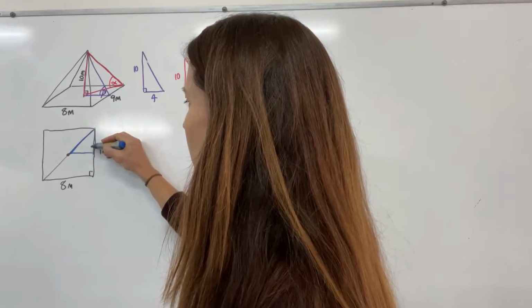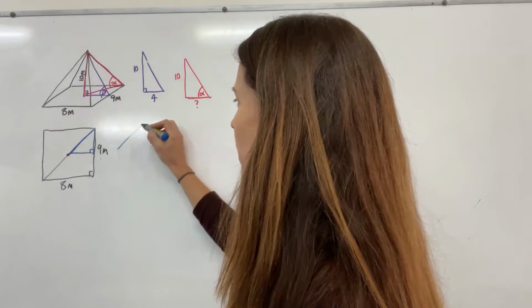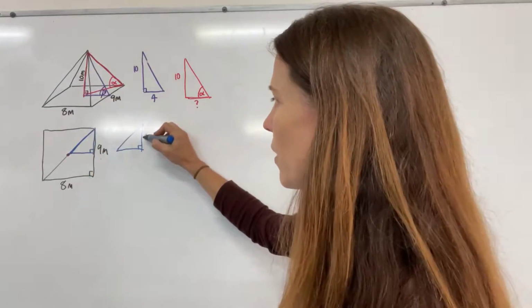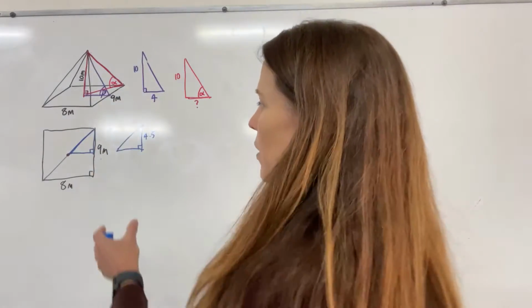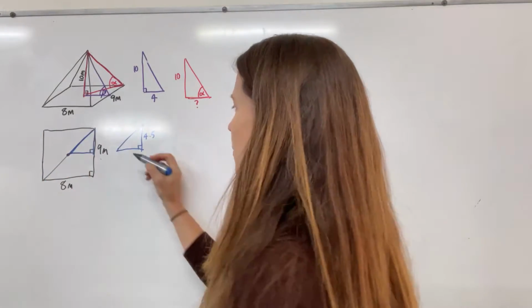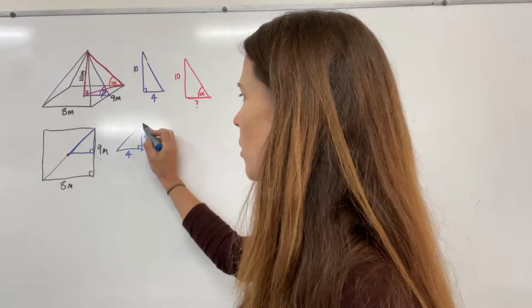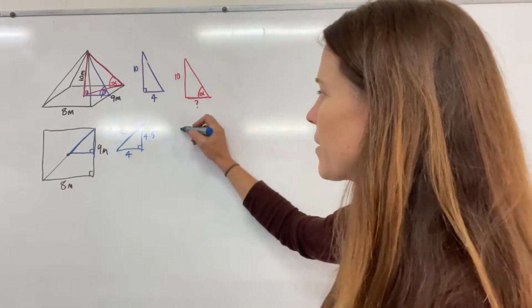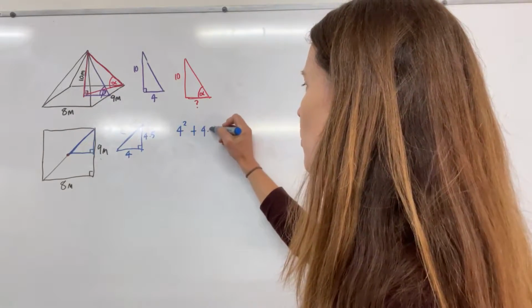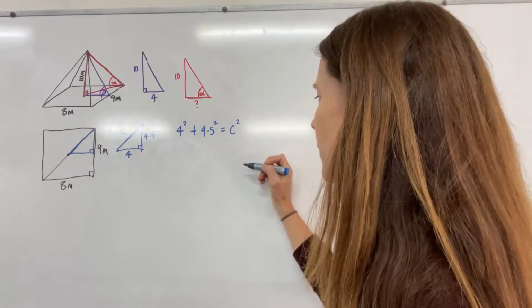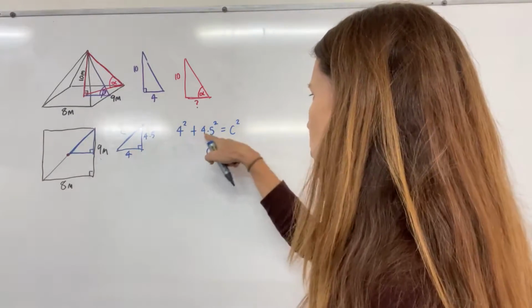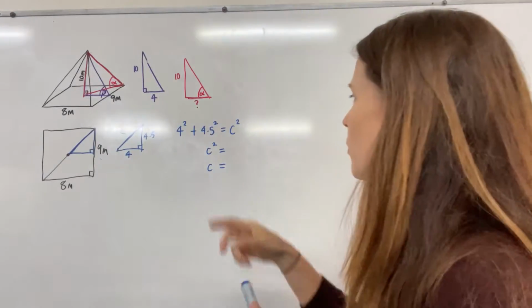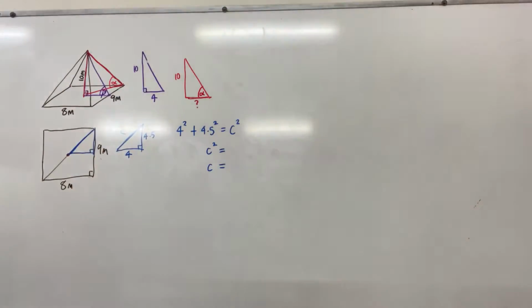Now, if I just look at this triangle, which is quite small here, and draw it by itself, then I know that if this is 9, then this is 4.5 here. And if I know that this is 8, then this is going to be half of 8, so it's going to be 4. And I can quite easily use Pythagoras' theorem to find this side. Let's call it C. So I can say 4 squared plus 4.5 squared is equal to C squared. So C squared must be equal to whatever this is, and C is going to be the square root of that. Now, 4 squared is 16.